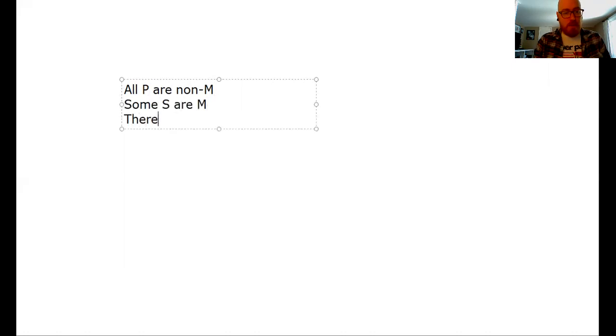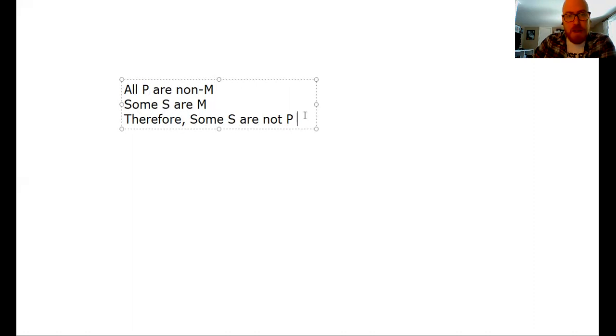Okay, so let me get the marker board out here. Now, let me give you a quick example. So consider this categorical syllogism. Suppose we had: all P are non-M, some S are M, therefore some S are not P. Okay, so all P are non-M, some S are M, therefore some S are not P.